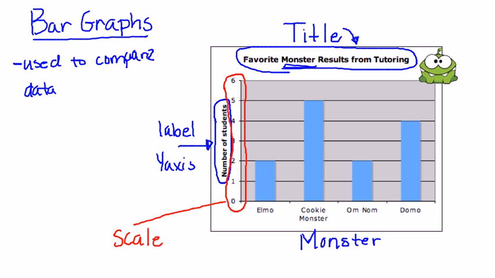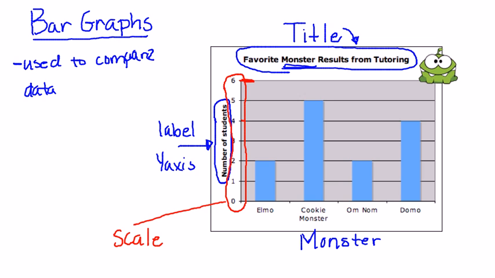Notice that it starts at 0 and goes higher than our last amount of data. We had 5 students vote for Cookie Monster, but notice that we go all the way up to 6. We want to make sure we have room at the top there. Otherwise, it's sometimes hard to read the graph if you don't do that. Or if you stopped your graph at 4, look, you wouldn't even be able to fit that Cookie Monster bar. So real important that you make sure your scale goes up high enough to include all of your data.